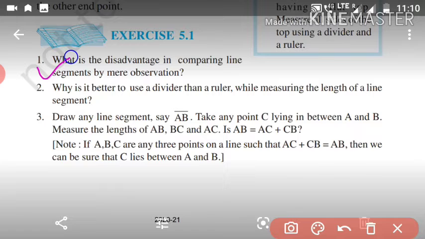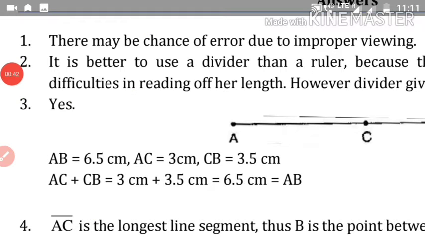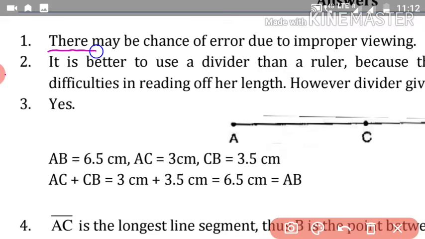What is the disadvantage in comparing the line segment by mere observation? Mere means just by looking, okay? You have to say the disadvantage. So come to the answer. What will be the disadvantage? The answer is there may be a chance of error due to improper viewing. By just a look we cannot say the measure or compare anything, okay? So this is the disadvantage. There may be a chance of error due to improper viewing.